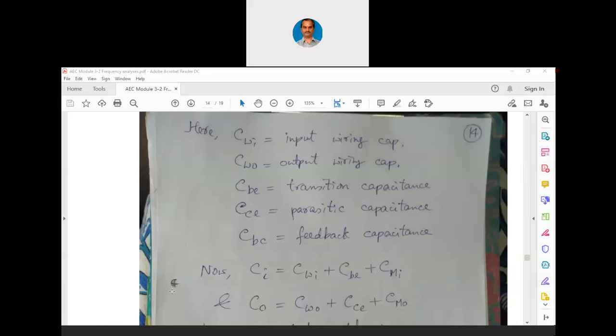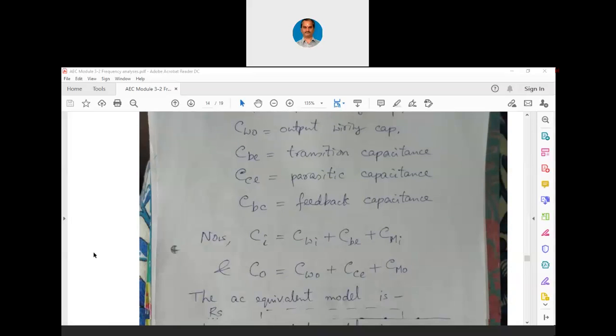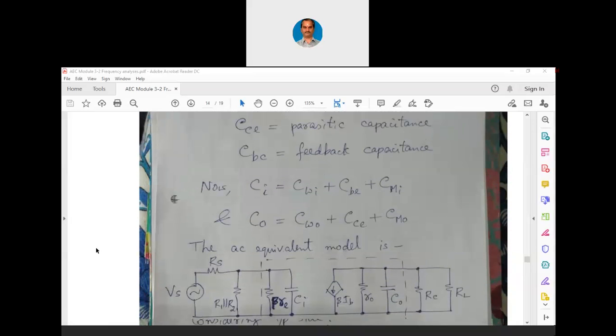Similarly, at the output we have CWO, output wiring capacitance, then CCE, collector to emitter capacitance, and again the Miller's output capacitance, CMO, the output counterpart of the same capacitance CBC or the feedback capacitance. We already know that by means of the Miller's model, we can have two distinct capacitors at the input as well as the output side, that is CMI and CMO. Now using these, we can write the AC equivalent model.